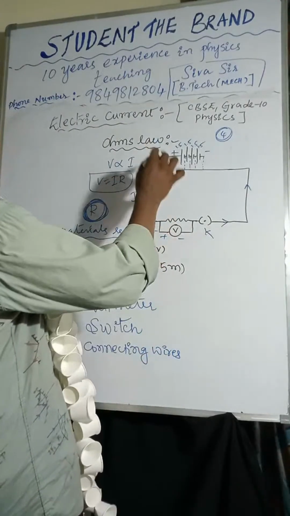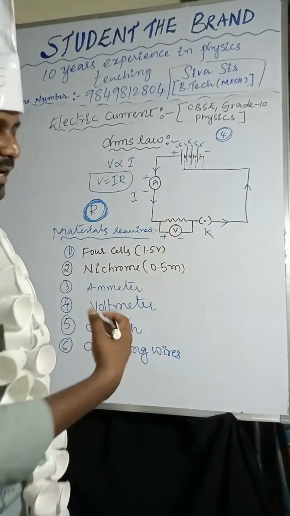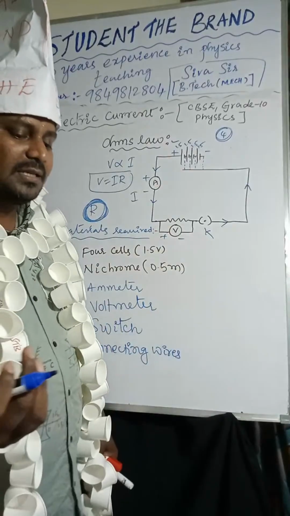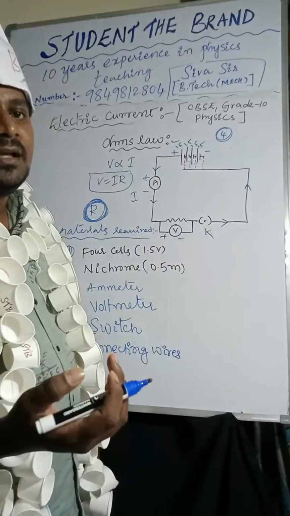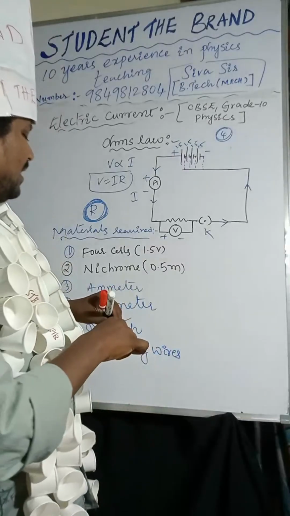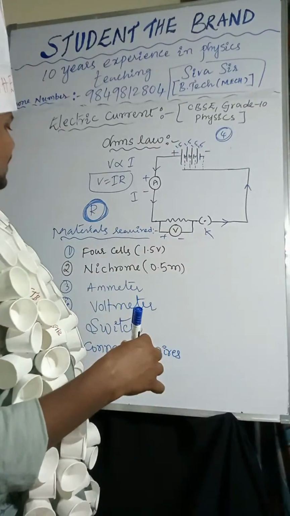Four cells of 1.5 volts each. Nichrome wire is an alloy of nickel, chromium, manganese and iron metals. Then ammeter, voltmeter, switch, and connecting wire. So these are the materials required.